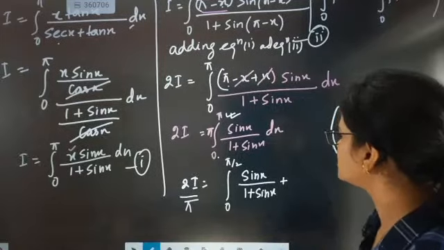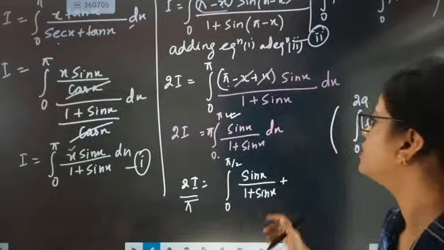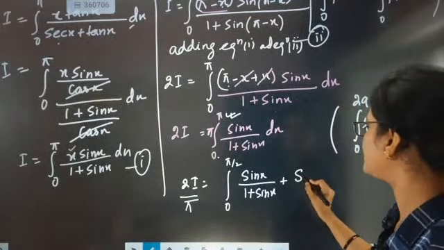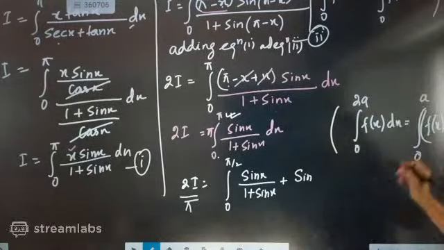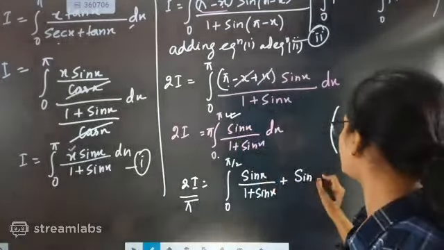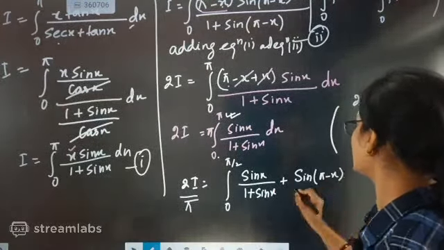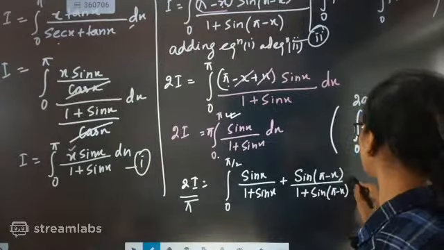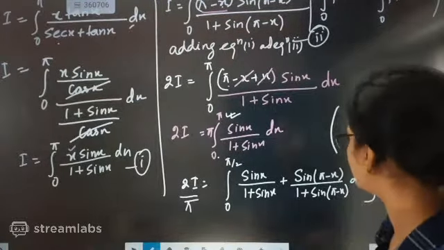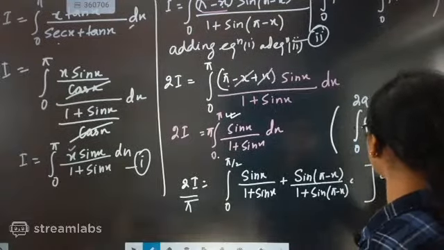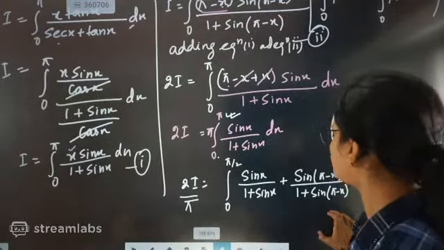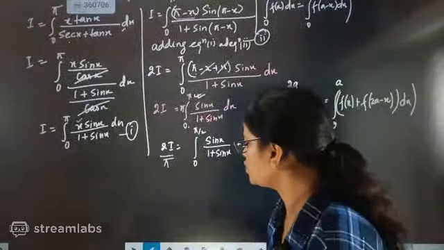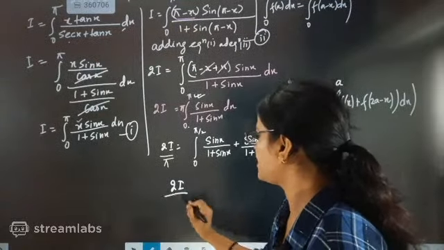Now plus. Next time what I am going to do is write sine of, here the second part is 2a minus x, which here becomes pi minus x by 1 plus sine of pi minus x dx. So once I have done till here, dx will be outside. Now I am ready, because here I by pi is there.